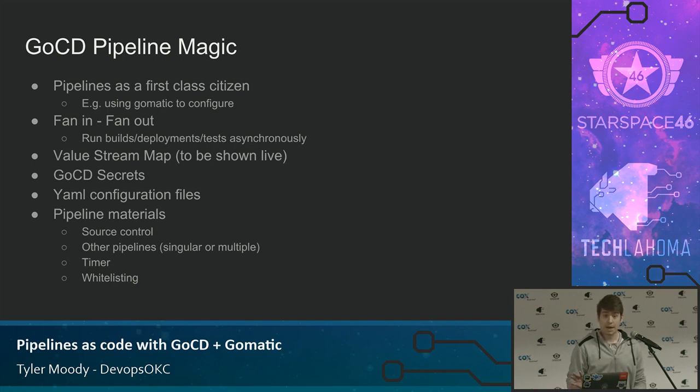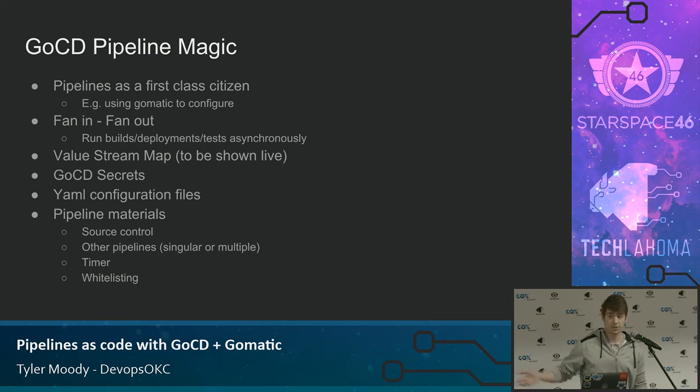There's a value stream map that's provided by the GoCD UI. And basically what that is, is the whole mapping of your upstream, downstream pipelines, the source control you might be pulling from. So it gives you a really nice breakdown of how everything is connected together, and the importance of that.